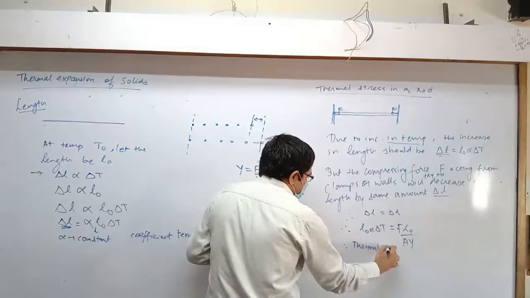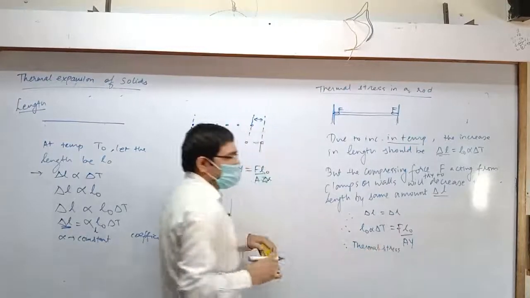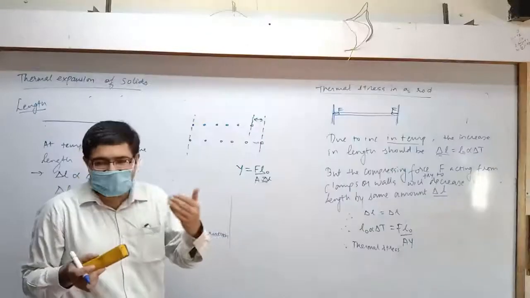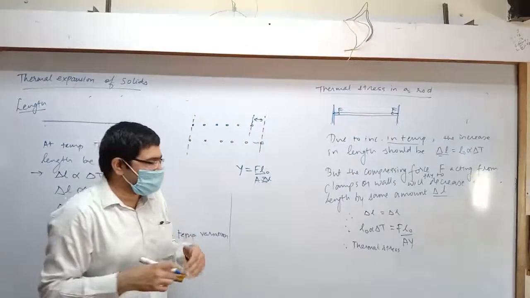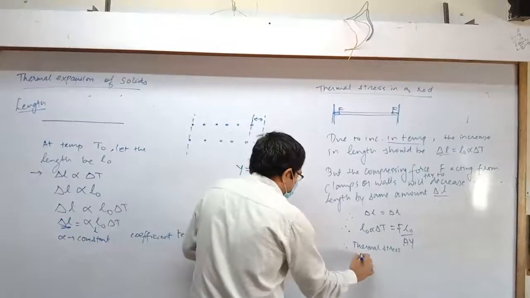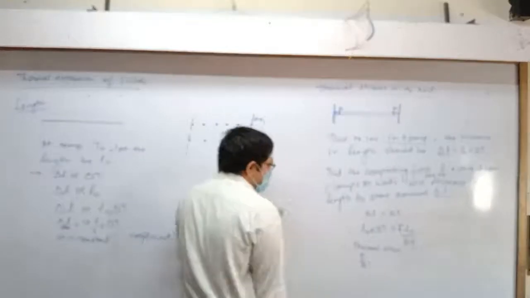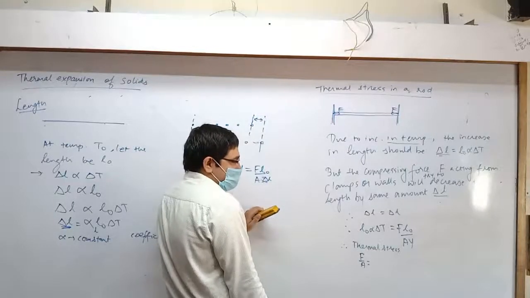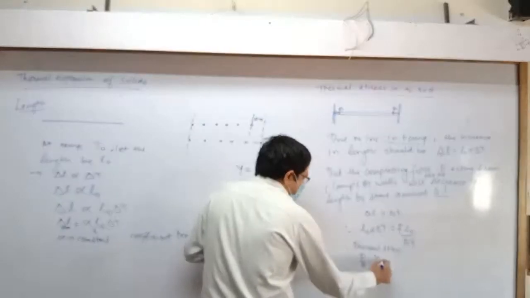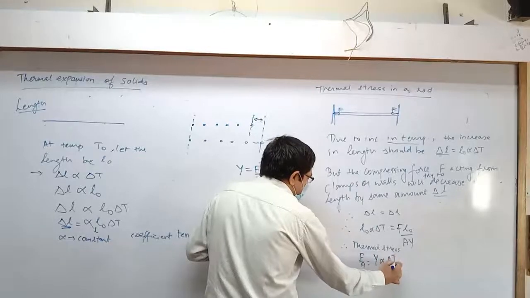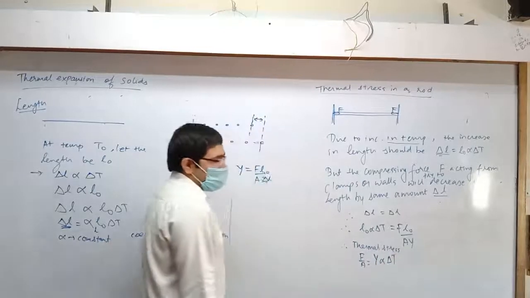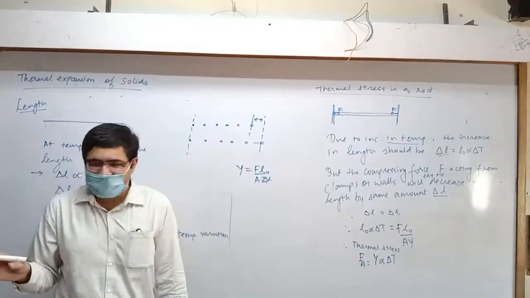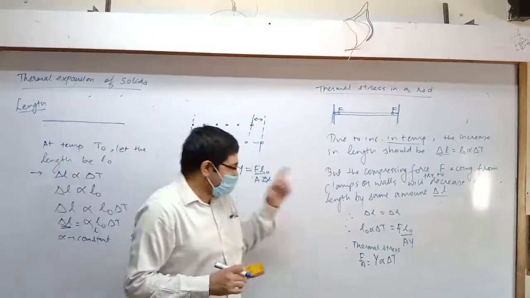What's the meaning of thermal stress? Thermal means related to temperature. Stress, you know, is F upon A. So thermal stress F upon A will be equal to Y alpha delta T. Do you need to memorize this formula? No, I say there is no need. Yes, but you should learn the concept.